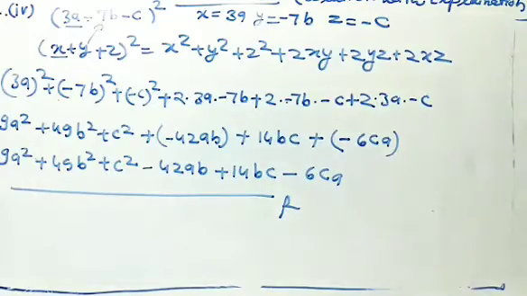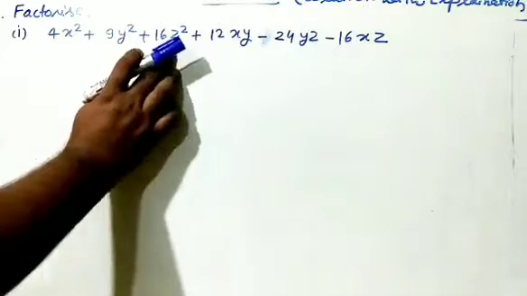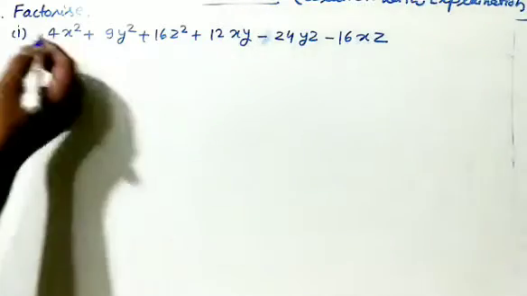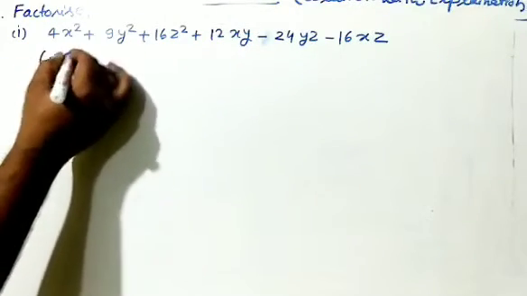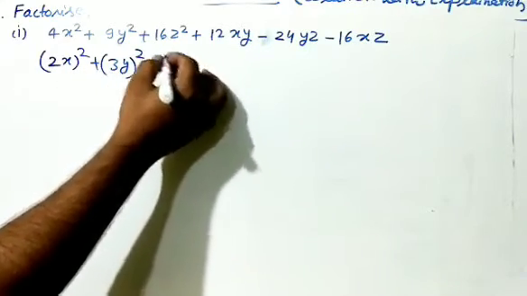Okay, come to the next question. The next question is: factorize 4x square plus 9y square plus 16z square plus 12xy minus 24yz minus 16xz. You have to factorize. So first of all, we will write the question so that we can compare with the identity. How? We can write (2x) whole square, (3y) whole square, and (4z) whole square.